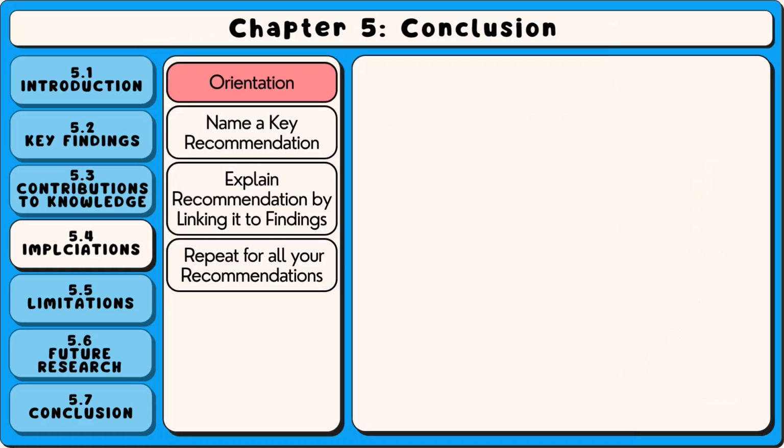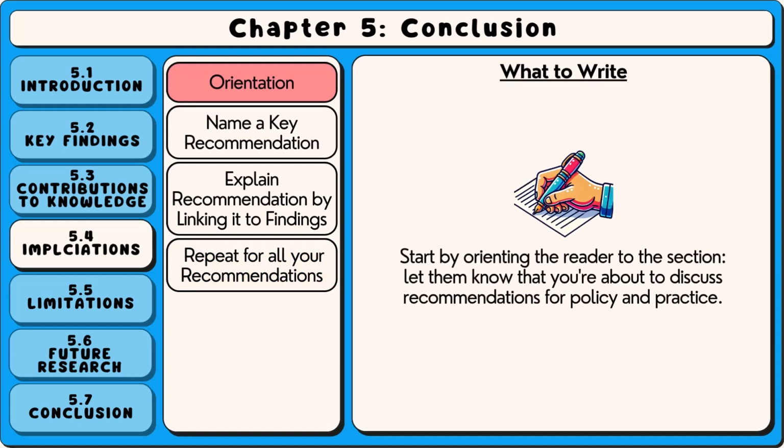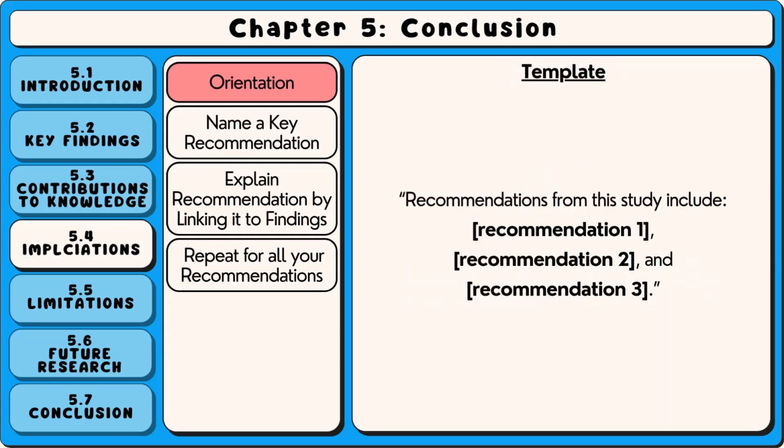When it comes to writing up the implications and recommendation sections, there are 4 steps. First, present an orientation. Second, name a key recommendation. Third, explain your recommendation by linking it to your findings. And fourth, repeat for all your recommendations and implications. Starting with the orientation, orient the reader to the section by letting them know that you're about to discuss recommendations for policy and practice. Here's a template.